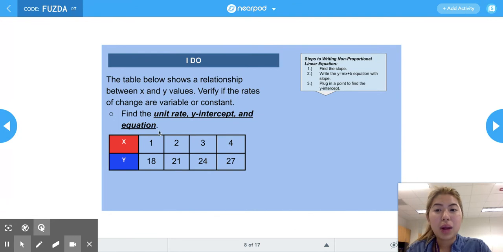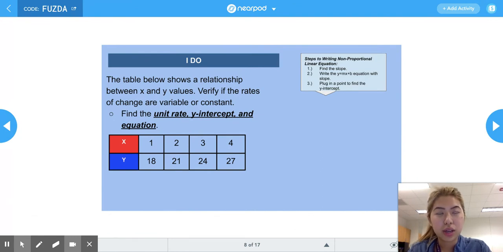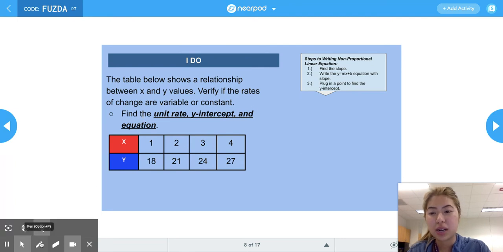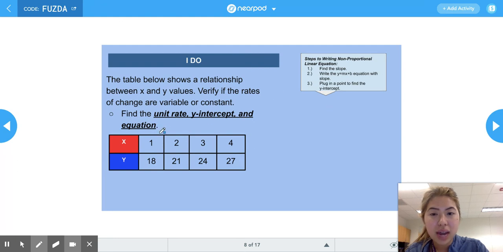This is a similar problem. We're given a table. We have to find the unit rate, which is either the slope or the constant of proportionality, depending on whether this is a proportional or non-proportional relationship. We have to figure out what our y-intercept is and then write an equation from here. So I'm going to start by finding the slope. And to do that, I have to label 2 points.